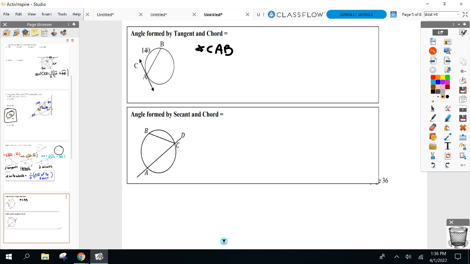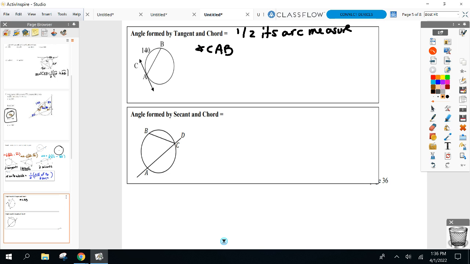I actually refer to these as tweeners. A lot of people don't like that word, but why do I call them tweeners? It's like a half and half, isn't it? Part of it's inside, part of it's outside. It's a tweener. If it's formed by a chord and a tangent, you take half its arc measure. Okay, half its arc measure.